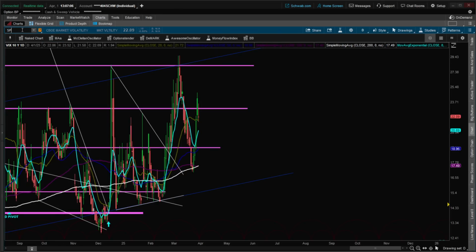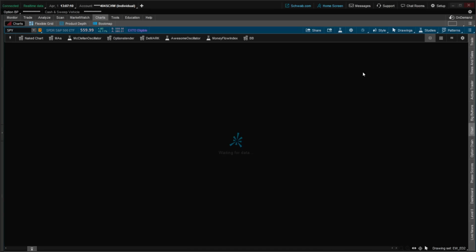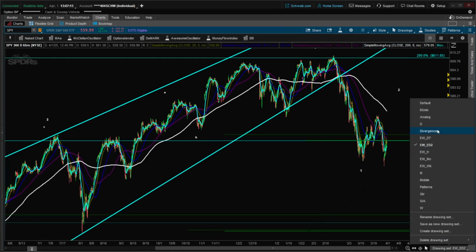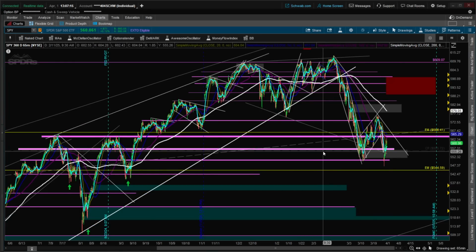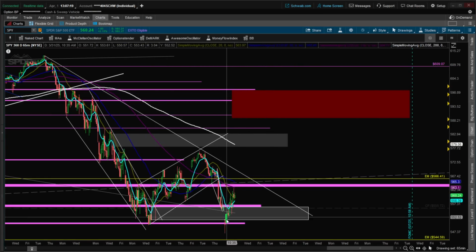Let's go to SPY. And now in the 65, again, we'll go through these indicators. Look at that. It looks pretty choppy there. It's a lot more smooth on the daily, but we have this choppiness.